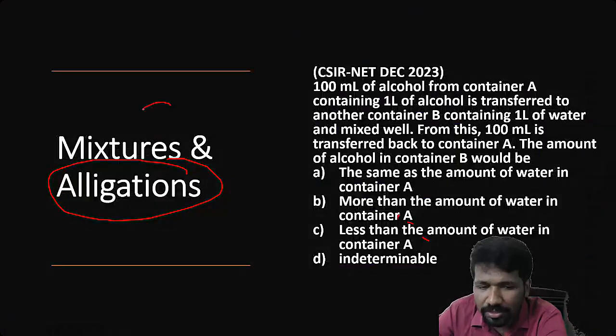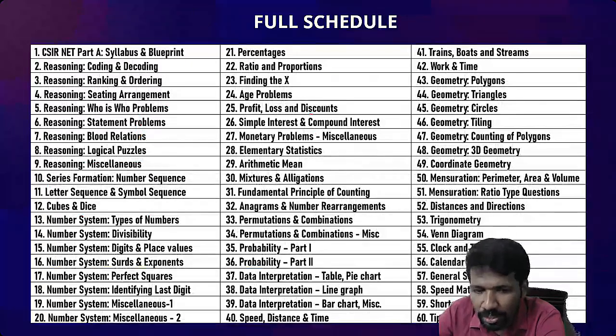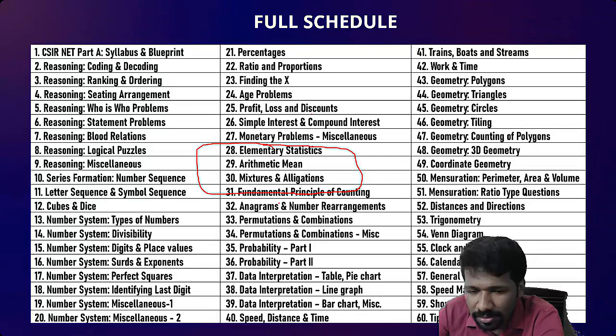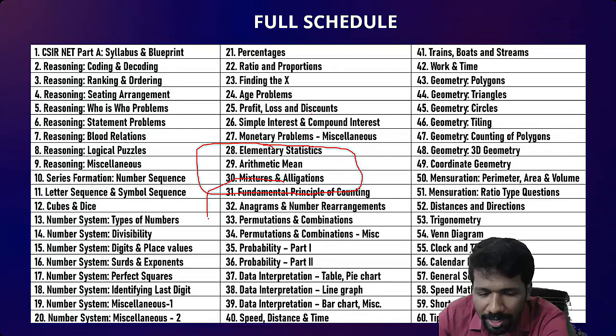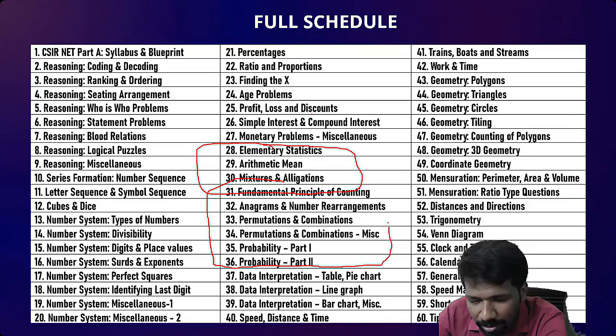Alligation वाला trick भी discuss करेगा mixtures and alligation chapter में. So that is statistics related algebra chapters are these three. Then comes probability and arrangement unit, one unit that many people are afraid of.